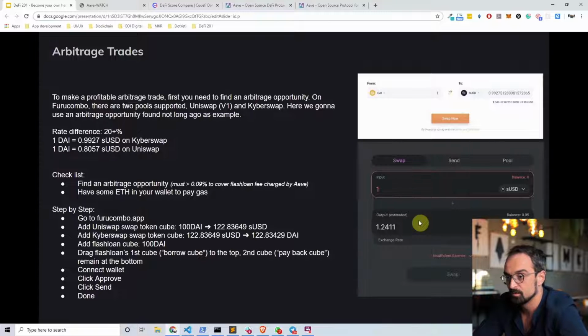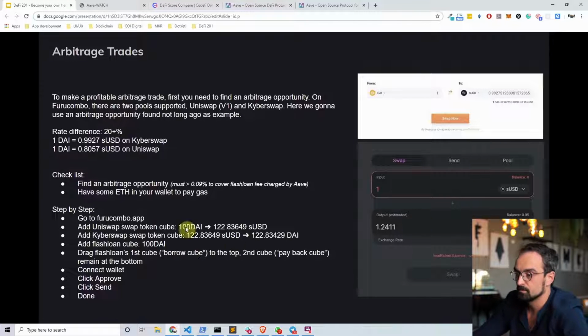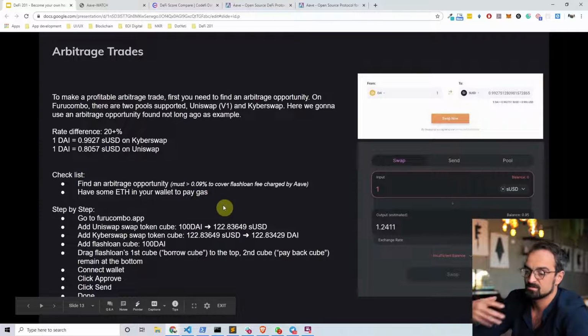One DAI is 0.9927 SUSD on KyberSwap, and one DAI is 0.8057 SUSD on Uniswap. Okay, checklist. Find an arbitrage opportunity, which must have more than 0.09% gains to cover the flash loan fee charged by Aave. Have some ETH in your wallet to pay for the gas fees. Now, let's go through all the steps, and then let's set up our own yield hacking strategy in the Furo Combo application.